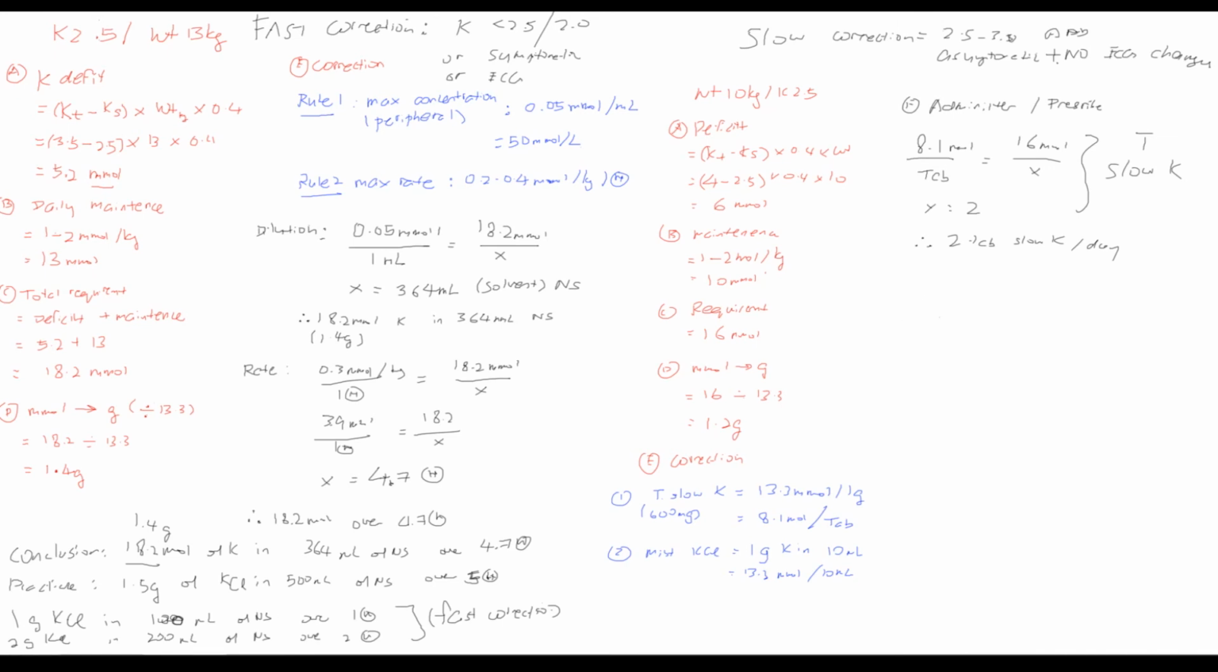So 13.3 millimoles per 10 mils. This is the concentration of mist KCl. We want to correct to 16 millimoles. And what is the volume of mist KCl that one will give? So 16 times 10 is 160. So 160 divided by 13.3 would be about 12 mils.